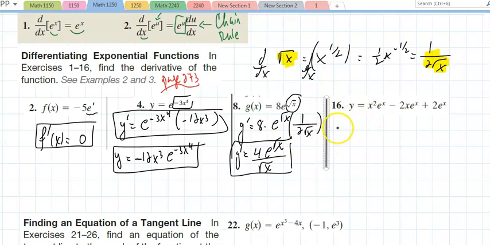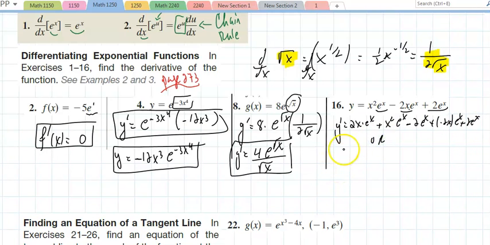And if I take a derivative of number 16, y prime is the product rule, 2x times e to the x plus x squared, the derivative of e to the x is e to the x, minus the product rule, the derivative of the first times the second, plus the first times the derivative of the second, and the derivative of 2 times e to the x is 2e to the x. Or, I could factor an e to the x out. That would be x squared minus 2x plus 2. And so you could clean that up.